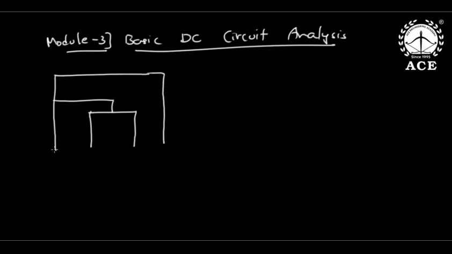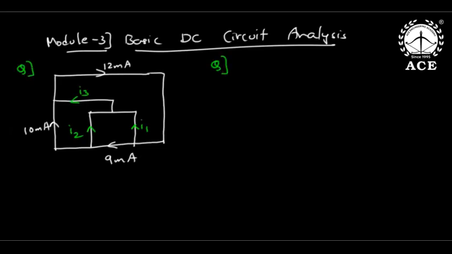This is a graph of a network. This is 12 milliampere, this is 9 milliampere, and this is 10 milliampere. My question to you is, what is I1, what is I2, and what is I3? Similarly, I'm giving a second question.